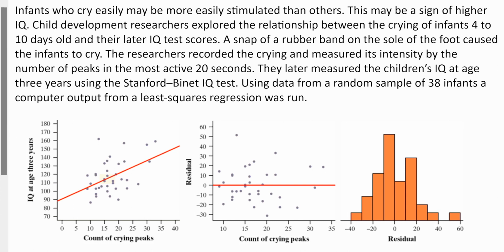That seems like it's wrong to do, but they did that. They recorded the crying and measured its intensity by the number of peaks in the most active 20 seconds of the crying. Later, they measured the child's IQ score at age 3 using the Stanford Binet IQ test. Using data from a random sample of 38 infants, a computer output from a least squares regression was run. Can you please check the conditions?